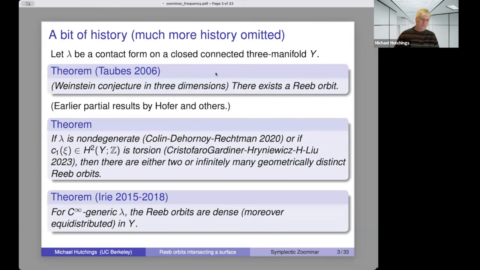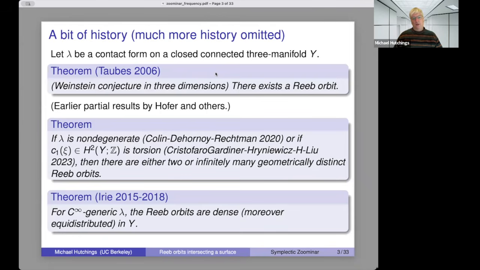One milestone was in 2006, when Clifford Taubes proved the three-dimensional case of the Weinstein conjecture, which says that for any closed three-manifold, there's at least one Reeb orbit. This was known in some cases by Hofer and other people. Now, in many cases, there are actually infinitely many orbits. In most cases, it's known that there are either two or infinitely many Reeb orbits that are different, in the sense that their images in Y are different.